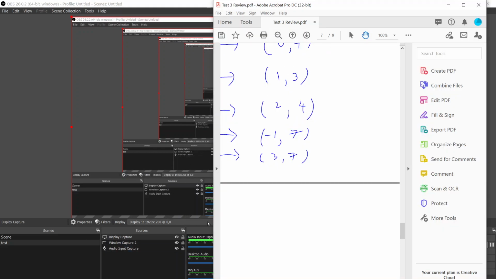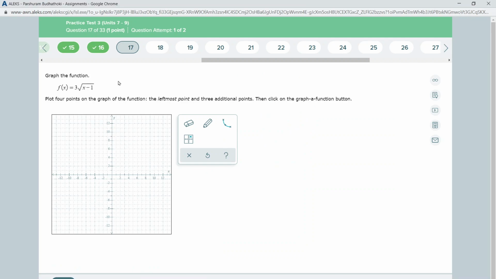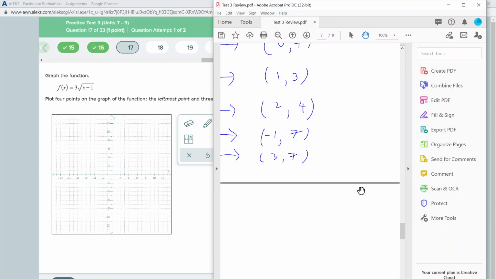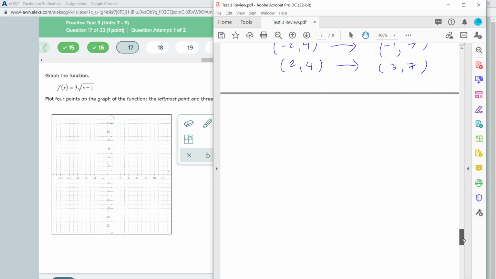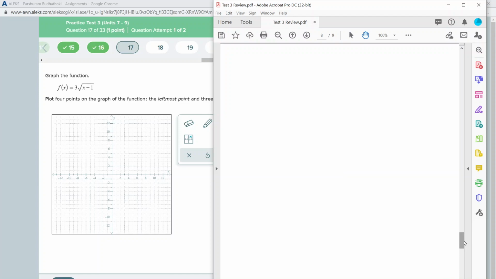Okay, so for this problem, it's a square root function. So you are taking the square root of x, you are shifting this to the right 1 unit and multiplying the y coordinate by 3. So very much the same, but let me just, this is problem 17. You are going from square root of x to square root of x minus 1, and from here it's 3 times square root of x minus 1.